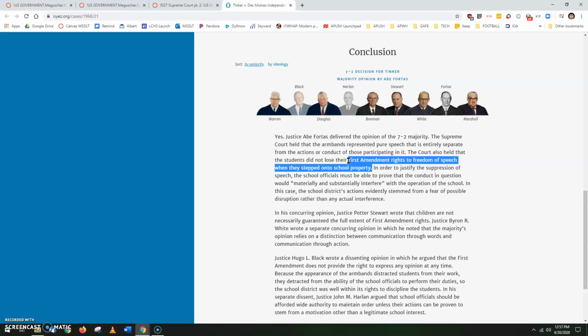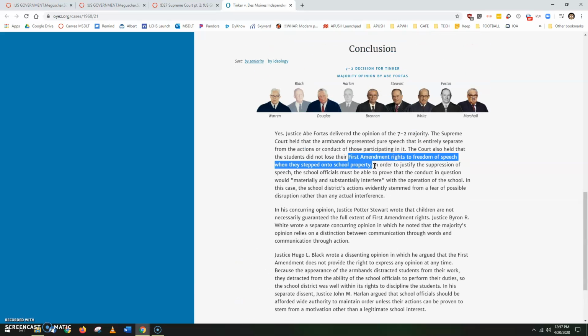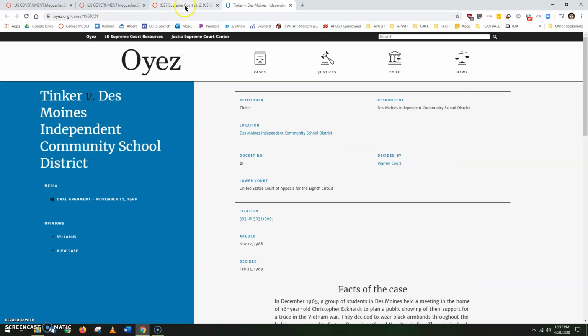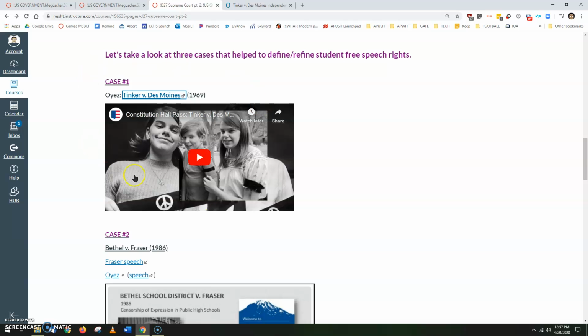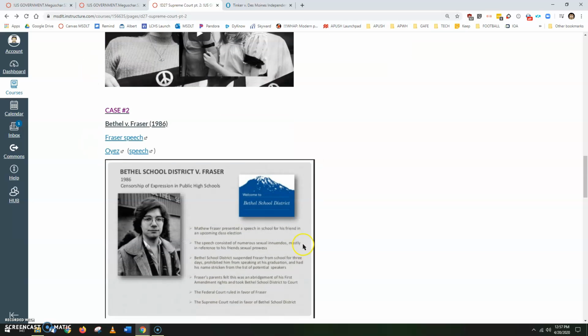So does wearing those armbands disrupt student learning? And the Supreme Court ultimately rules that no, it does not disrupt. What else we got? Let's look at Bethel v. Frazier. So in this case, students had the right to do it.